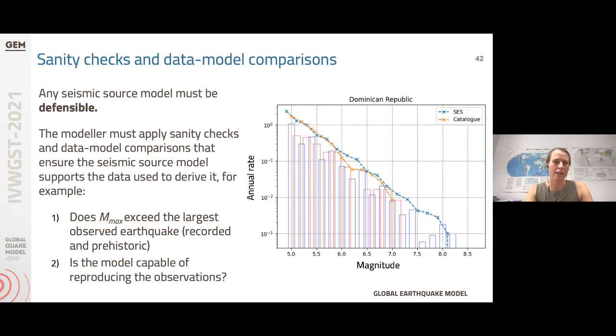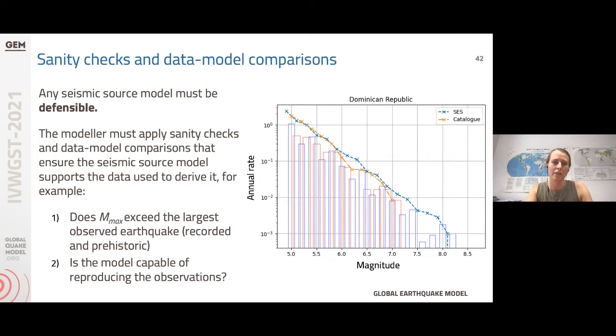So I'm showing an example on the right here, taken from the Dominican Republic model shown yesterday. And in blue, I'm plotting the stochastic event set, which is a long set, 10,000 years of possible ruptures that could occur using my source model. This was produced using the OpenQuake engine. And then I'm comparing that to the catalog observations in orange. And so we can see that for this model, the stochastic event set is producing close to or more earthquakes than the catalog for each magnitude bin. And so we consider this defensible. Additionally, the Mmax of the stochastic event set is higher than that of the catalog.